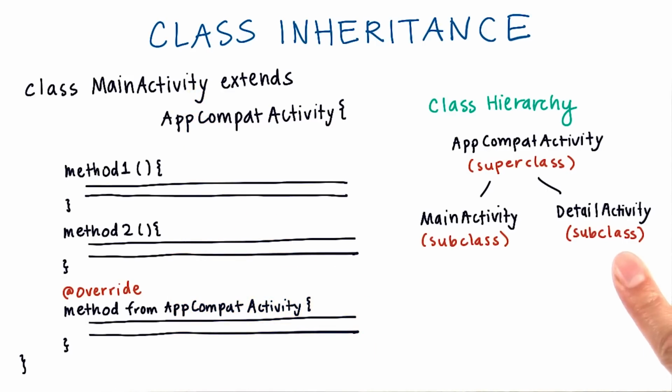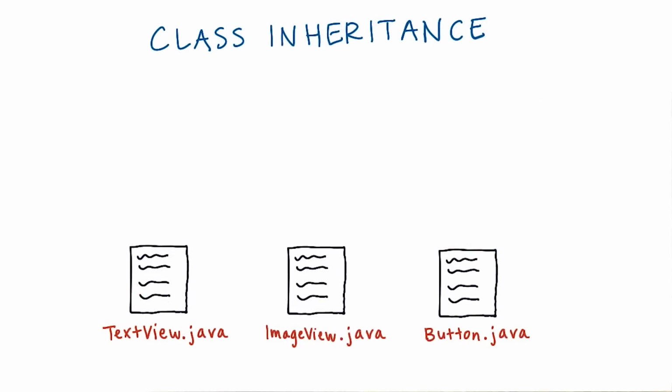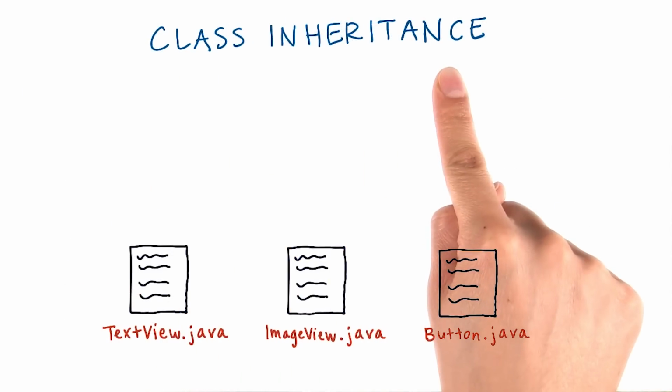So if you created another activity called detail activity and you extended AppCompat activity, this would be the subclass and this would be the superclass. Here's another example of Java class inheritance.